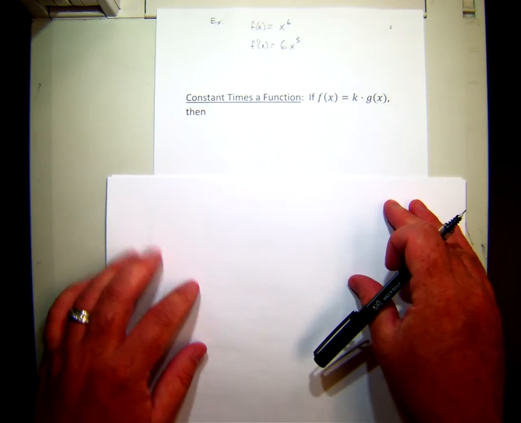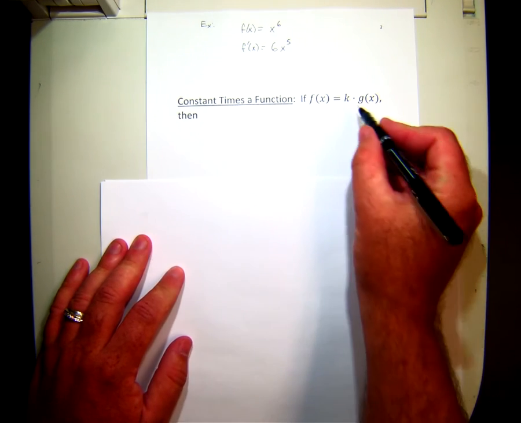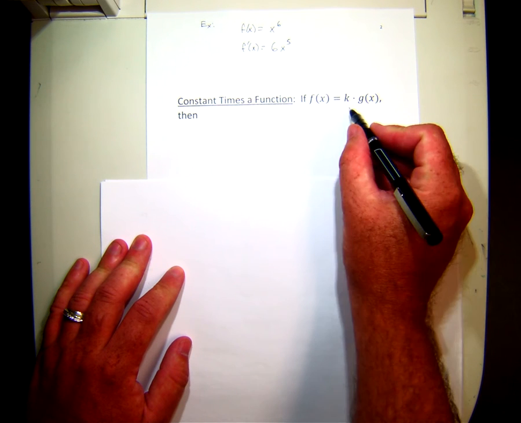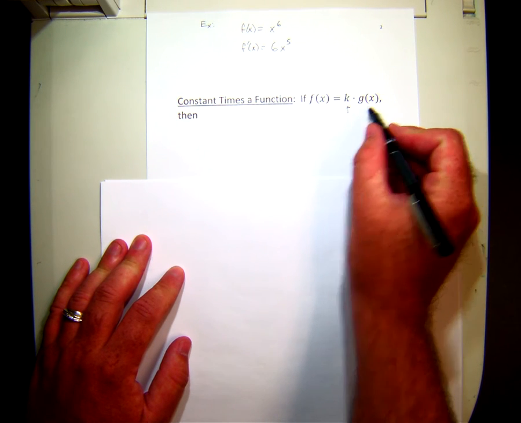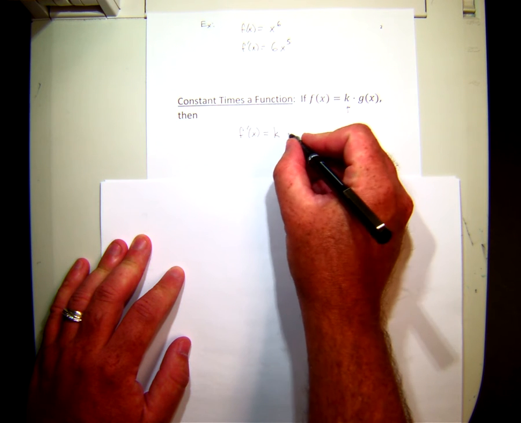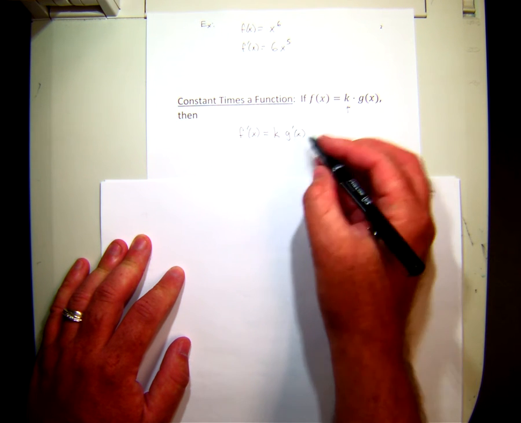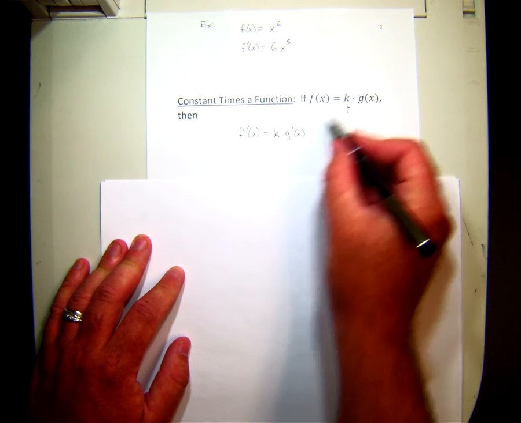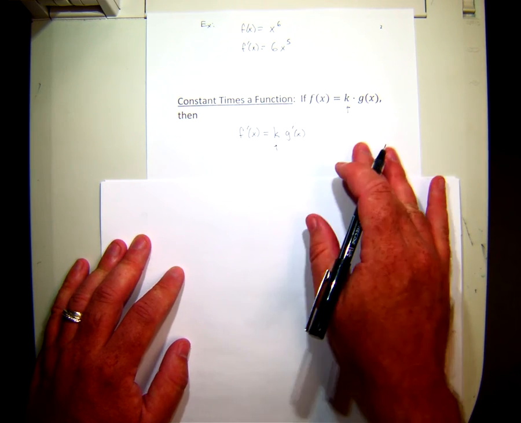Constant times a function. In some books you also hear this called the constant multiple rule. If f of x equals a constant times a function g of x, then the derivative just leaves the constant right in front. The constant multiple does not affect the derivative.